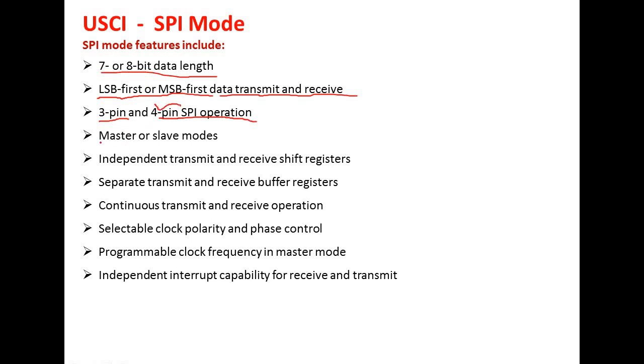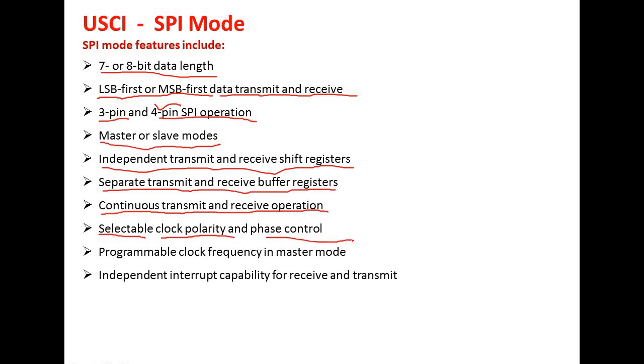And we can use it in master mode or slave mode. It has independent transmit and receiver shift registers. It also has separate buffers, that is transmission buffer and receiver buffer. And as it is a full duplex communication, it continuously transmits and receives the data. And we discussed that with the help of the CPOL and CPHA, it has selectable clock polarity and clock phase control. It also has programmable clock frequency in master mode. And it has independent interrupt capability for both receiver and transmitter.